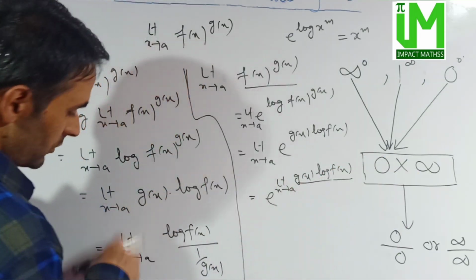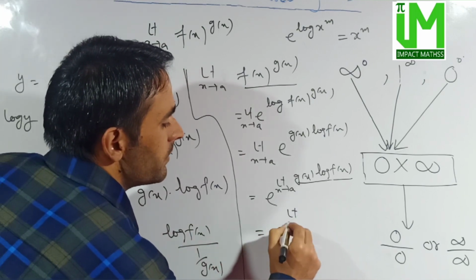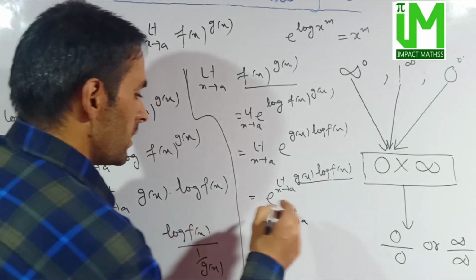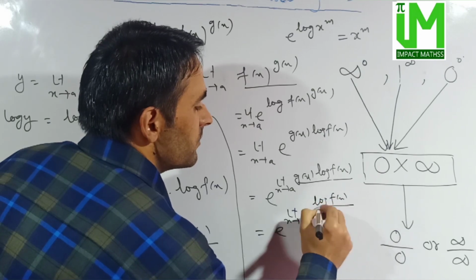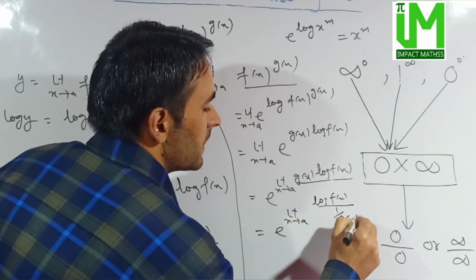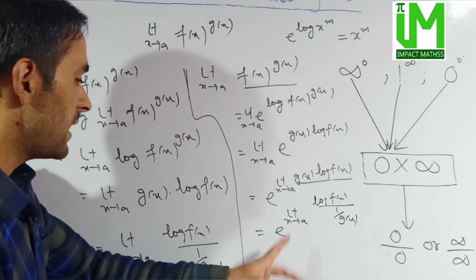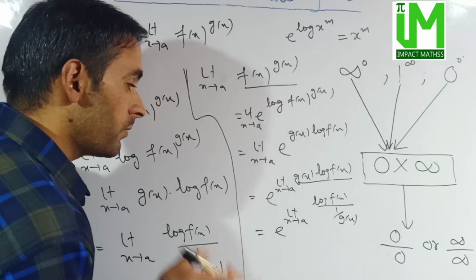That means we can continue in the similar manner. So we can write e raised power limit x approaches to a log of fx divided by 1 by gx, or we can alternatively write this as e raised to power limit x approaches to a gx divided by 1 over log of fx.